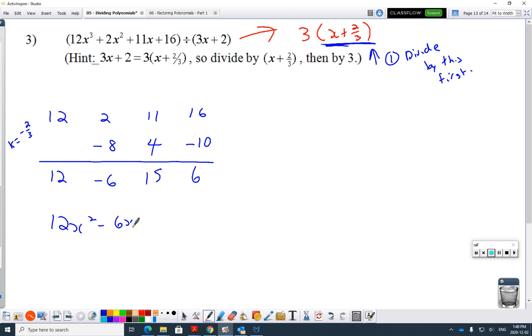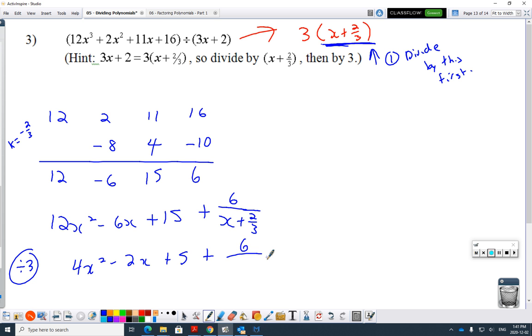So here's my answer. 12x squared minus 6x plus 15 plus 6 over x plus 2 thirds. And I'm going to act like I'm done, but I'm not. There. I divided that polynomial by x plus 2 thirds. What did I forget? Also divide by the 3, which is easy to do. Divide this whole thing by 3. Now I divide by 3. 4x squared minus 2x plus 5. And now this 6 is over the original 3x plus 2 because I got to divide it by the 3 as well. You could write 3 bracket x plus 2 thirds as well. Either one of those choices works.